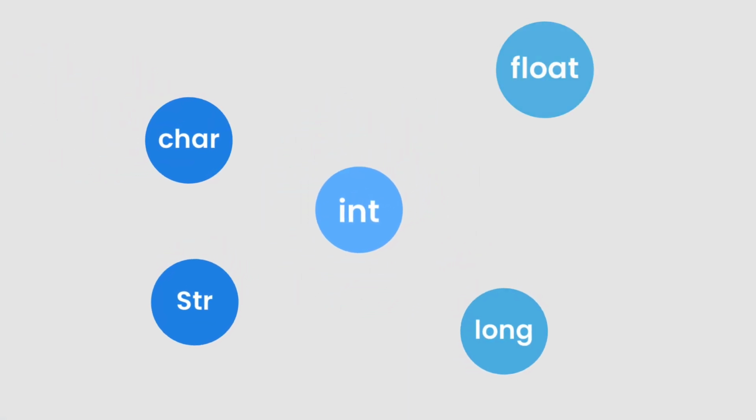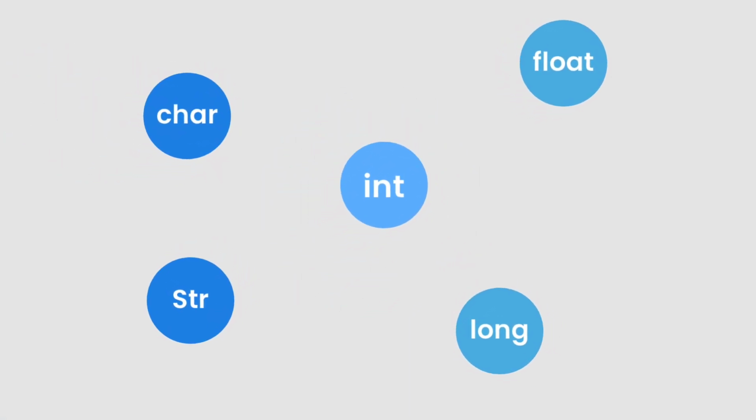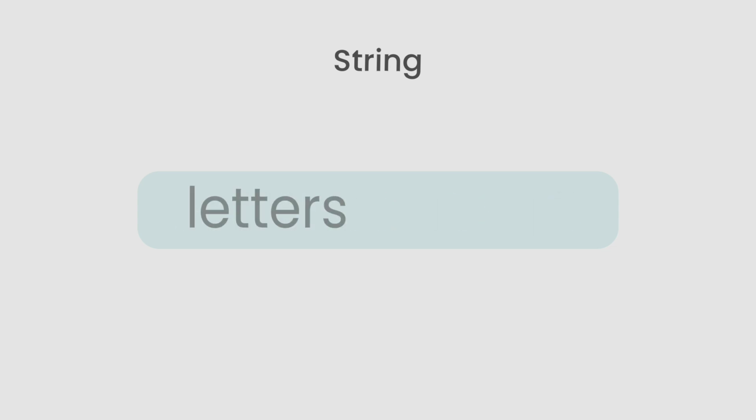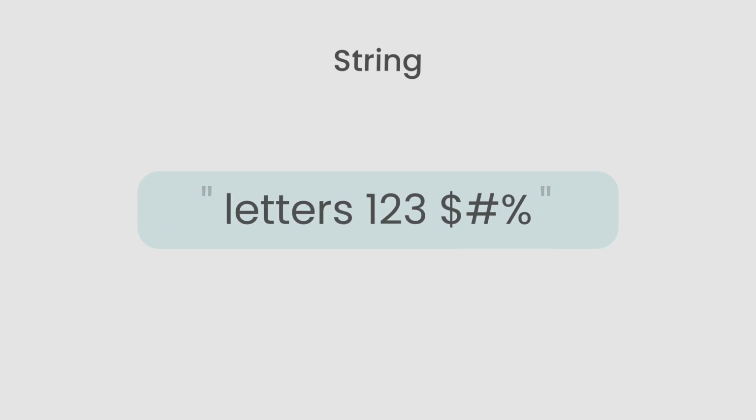Now that we have understood the variables that store numbers, let's move on to the variables that store text, string variables. They can hold any combination of letters, numbers, and symbols, and are enclosed in quotation marks. For example, if we wanted to store the name John in a string, we would write string name equals "John". Now the variable name stores the text John, and we can manipulate it in various ways within our program.